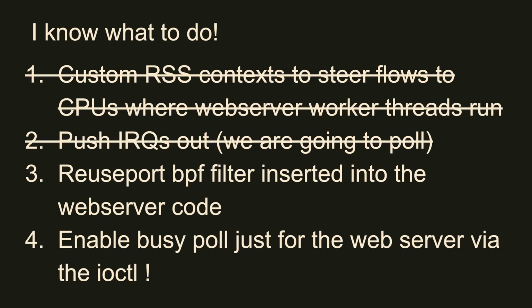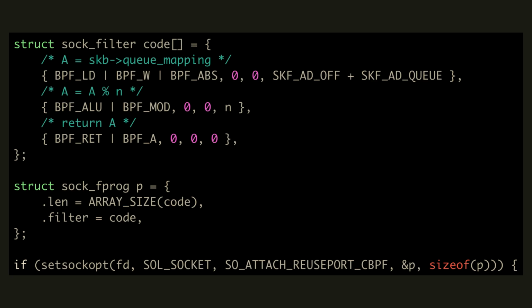And so that takes care of the first 2 things on the list, right? I create a custom RSS context, push IRQs out using ethtool. That's pretty easy. So now I just need to insert this BPF filter and use ioctl. There's this BPF filter floating around on the internet. I think this is from a patch that was posted to a mailing list for Nginx, and that's where I found this originally. And this BPF code is really, really simple, and it is deceivingly simple.